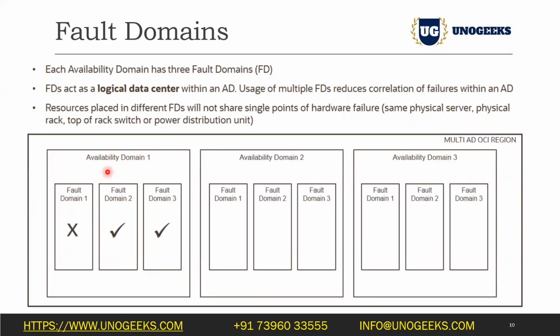Each AD, as we discussed, has 3 FDs, and even if one FD goes down, you have high availability. They made sure that within a region you have 3 ADs, and even if one AD goes down, you have 2 ADs. And even within the AD, they have kept 3 FDs, so that if one FD goes down, you have 2 other FDs. That is how strong they have built their architecture to make sure that all the services are highly available at any given point of time.